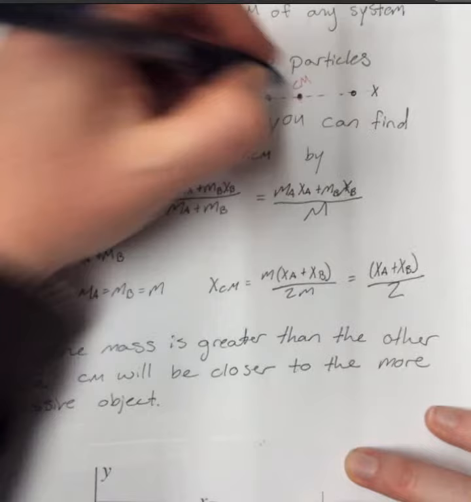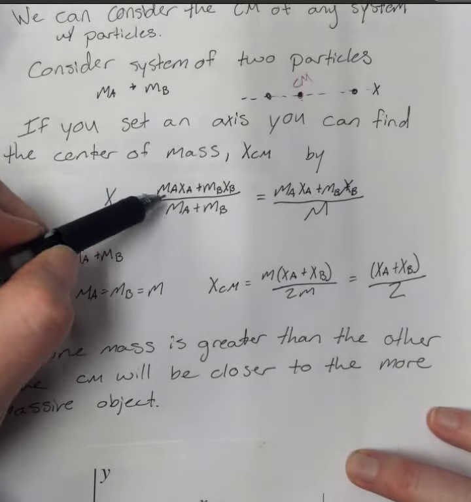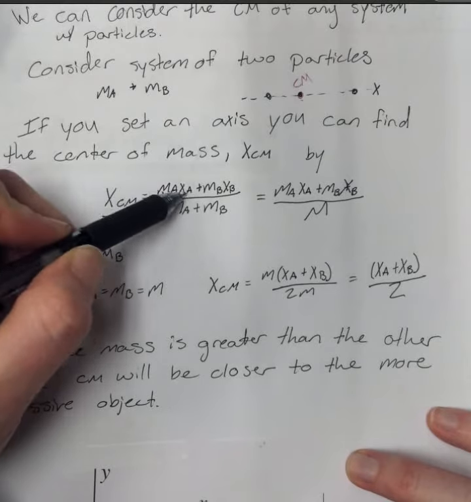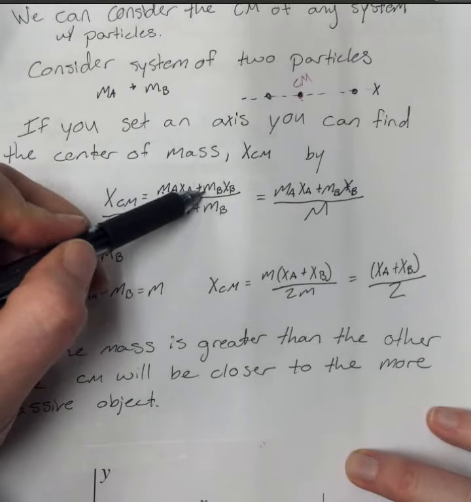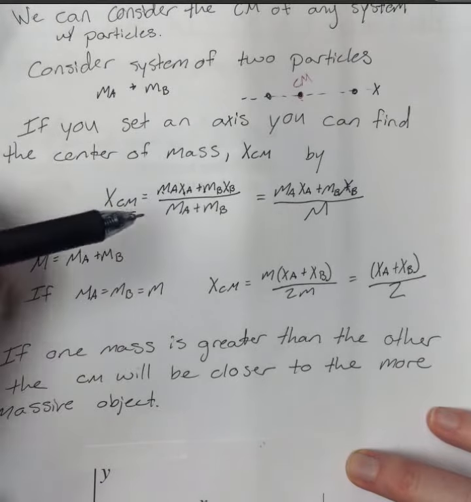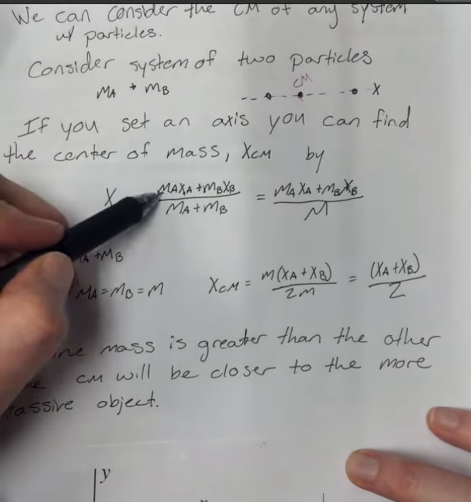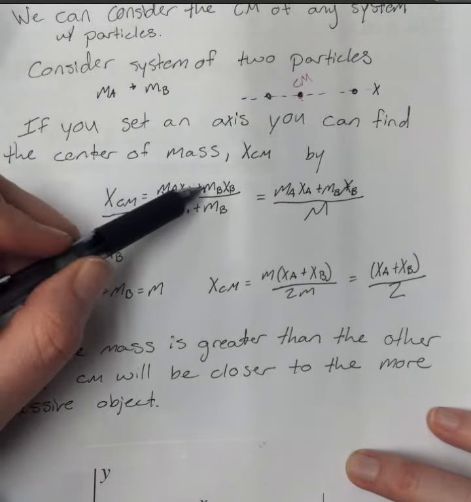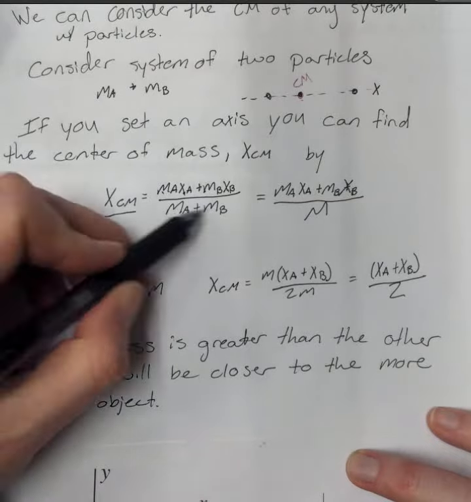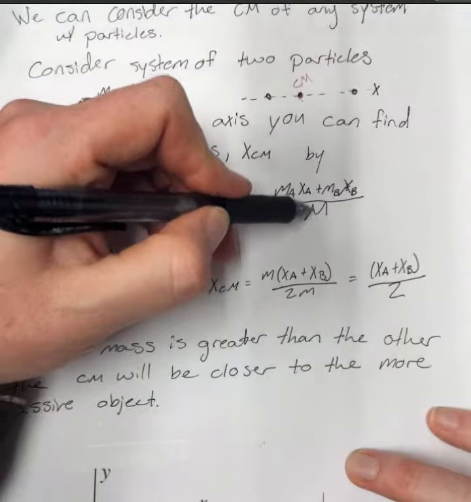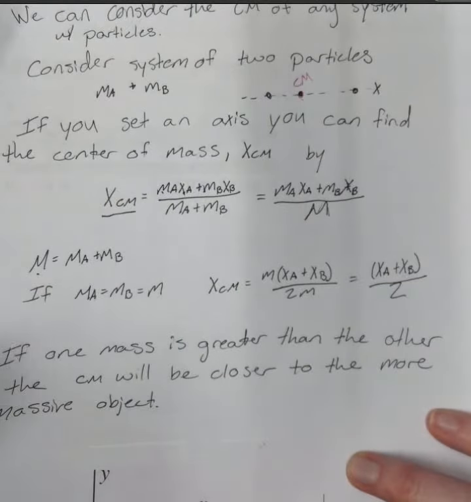It's somewhere in there. And where it lies is going to be given by the mass of object A times the displacement of object A, plus the mass of object B times the displacement of object B. So that means we're going to have to set some sort of a reference point, and then it's going to be a ratio of the mass and displacement for objects A and B divided by the sum of the masses. And when we say the sum of the masses, we just call that a big capital M. So M is equal to the mass of object A plus the mass of object B.